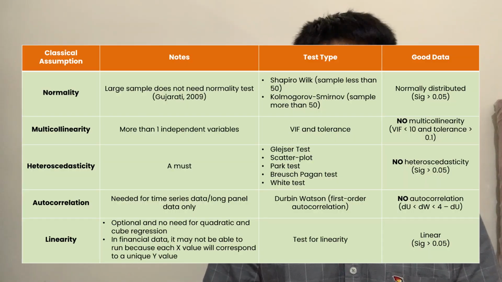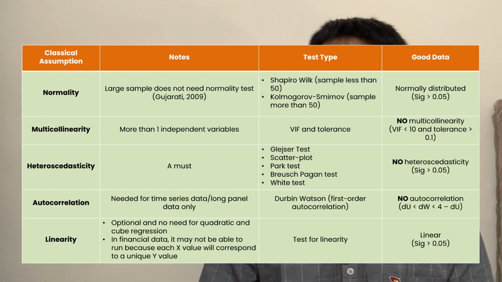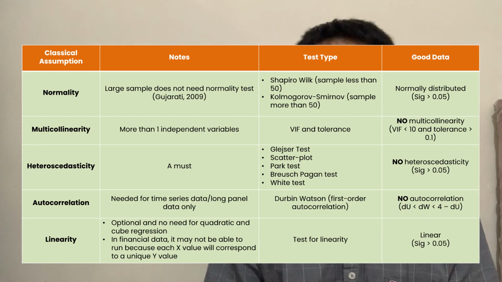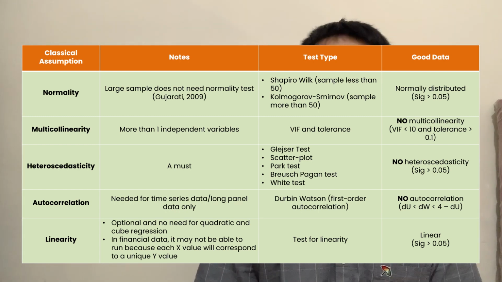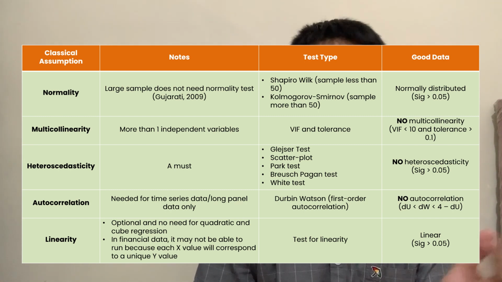The first one is normality, the second one multicollinearity, the third one heteroscedasticity, the fourth one autocorrelation, and the fifth one is linearity. Normality is used when your sample is small. Gujarati mentions that large sample doesn't need normality test because their behavior is like normal distribution. For multicollinearity test, you have to conduct it if you have more than one independent variables. For heteroscedasticity, you have to conduct for all the models.